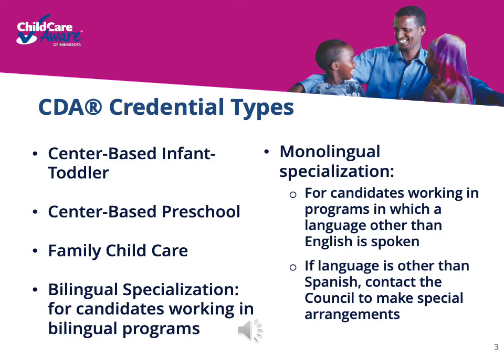There are 3 CDA credential types that focus on practitioners working directly with children in child care programs. They are center-based infant-toddler, center-based preschool, and family child care. The Council also administers a CDA for home visitors who focus on working with families of children ages 0 to 5. I will cover details on the 3 CDAs that focus on working directly with children. If you are interested in the Home Visitor CDA, please visit the Council website for more information.